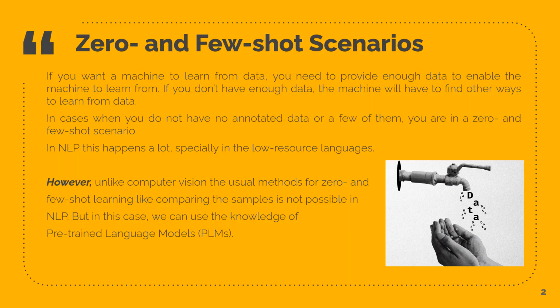Zero and few-shot scenarios are very important nowadays, as due to different circumstances, we do not have access to enough data to enable the machine to learn from. Consider low-resource languages in NLP. However, unlike computer vision, the usual methods for zero and few-shot learning, like comparing the samples, is not possible in NLP, or is very hard. Instead, in NLP, we can use the knowledge of pre-trained language models as they have learned from a large amount of data during their pre-training phase.